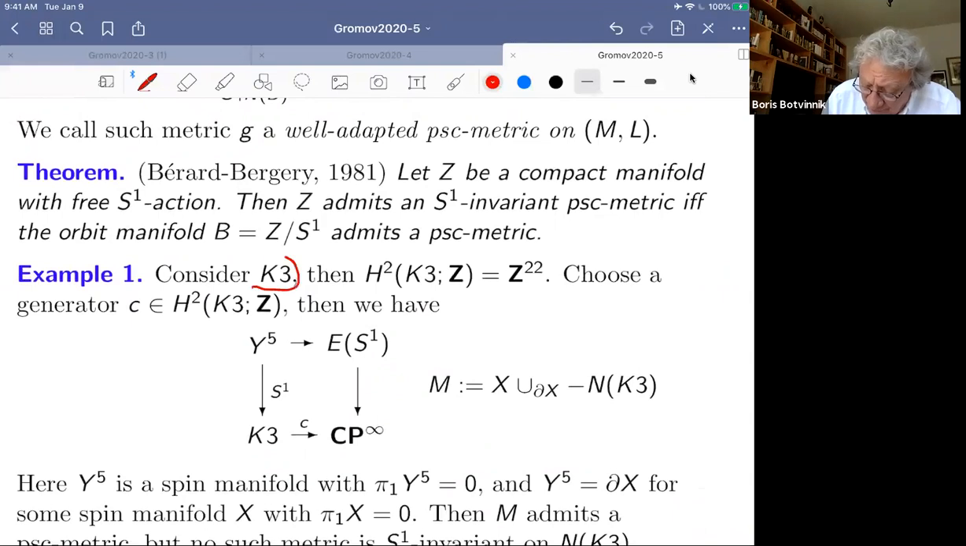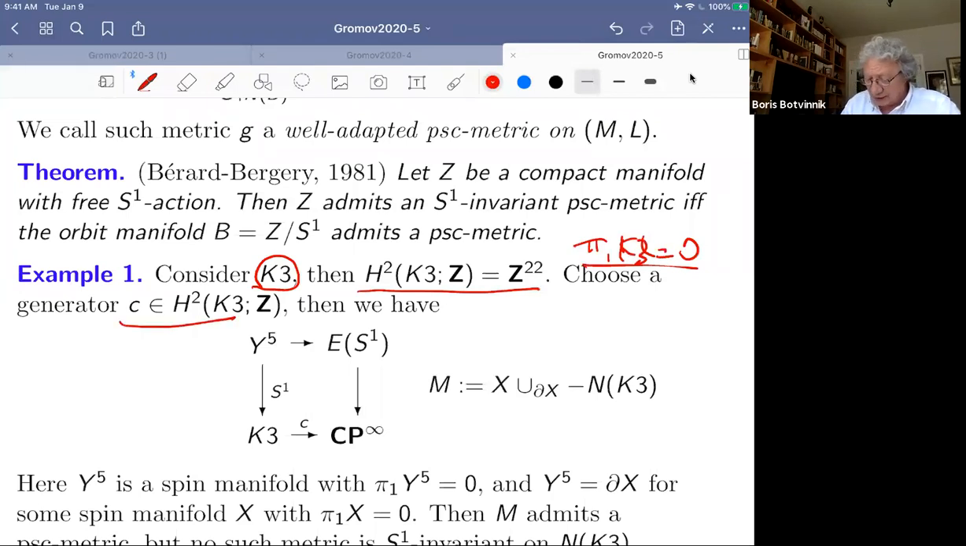We start with the K3 surface, and we know very well that K3 has several wonderful properties. In particular, it doesn't have positive scalar curvature, it's simply connected, and it's spin. Its second cohomology has rank 22. If we choose any generator, then we have a corresponding map to CP infinity, and then we can take the circle bundle over CP infinity and pull it back over K3, and we get a manifold Y of dimension 5.